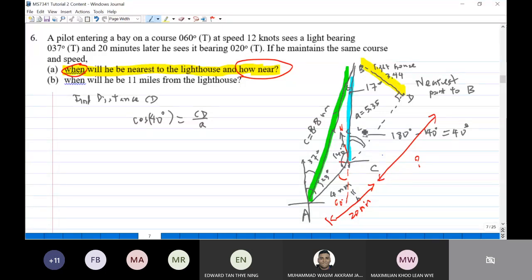So this is 40 degrees, right? I don't need this one, too many things, so I try to get rid of so many things here. Cosine of 40 degrees is CD over A, because it's a right angle triangle. So CD I don't know. A we found out earlier is 5.35. So CD is actually 5.35 times cosine 40.